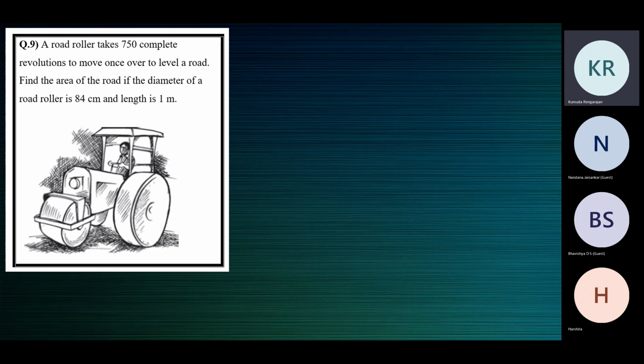They've given you the diameter. From that you can find the radius. And the length of the road roller is nothing but the height of the cylinder.